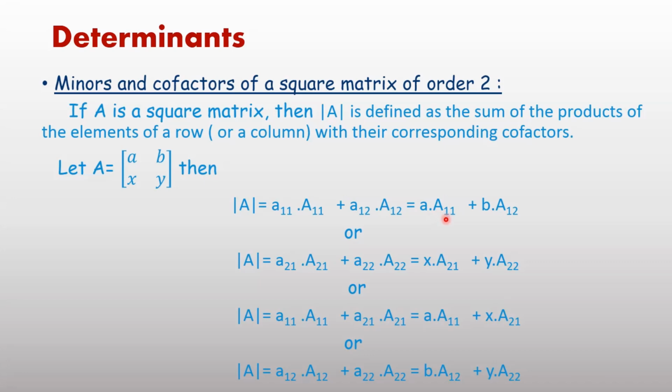Can you tell me the value of A11 here? The cofactor of a is y. So the value here is ay plus b into A12. Remember, A12 means the cofactor of b, which is x, and the position is 1 plus 2, that means 3, (-1) power 3 is odd, which means minus x. So a into y plus b into minus x equals ay minus bx.